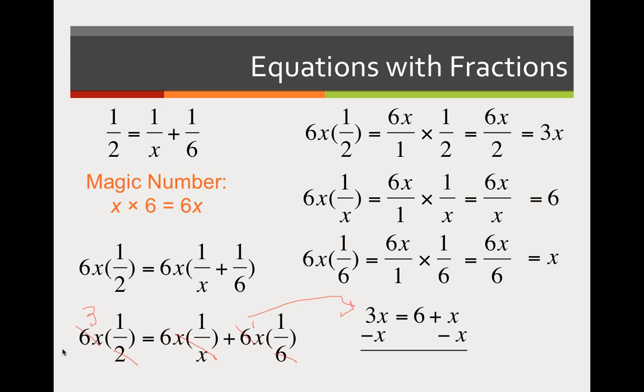We'll subtract x from both sides because we always get rid of the smallest x first. It's going to give us 2x. And then 2x equals 6. We'll divide both sides by 2, and x will equal 3.